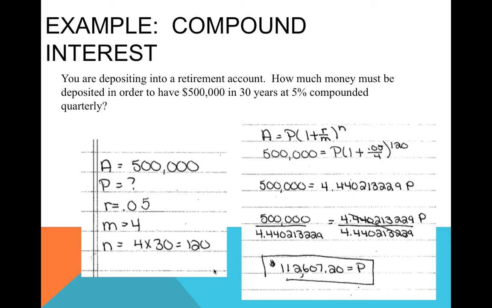So what I have in the third line is $500,000 is equal to that nasty decimal times P. I need to know what P is. So to get rid of the multiplication, the times, I'm going to divide by that nasty decimal. And that's what you see in the fourth line. $500,000 divided by 4.440213229. Then I can get my final answer by typing that in the calculator, and this time I can round to 2 decimal places to give me what P is, what I need to deposit now.